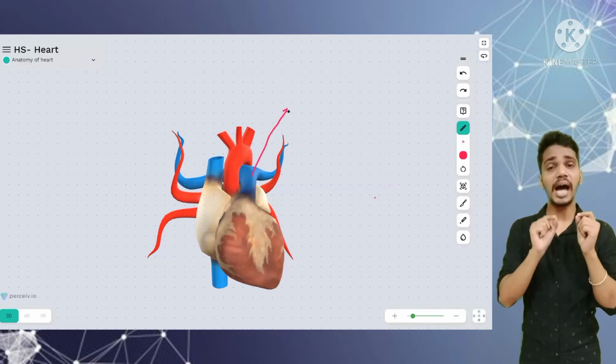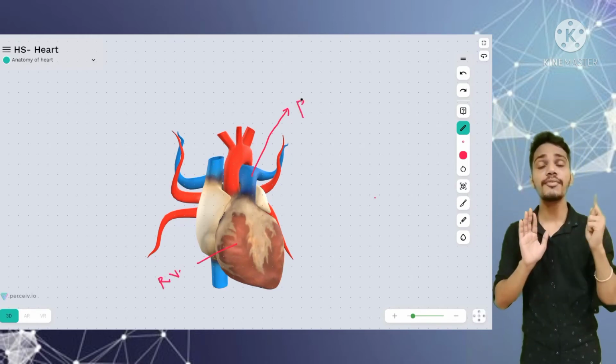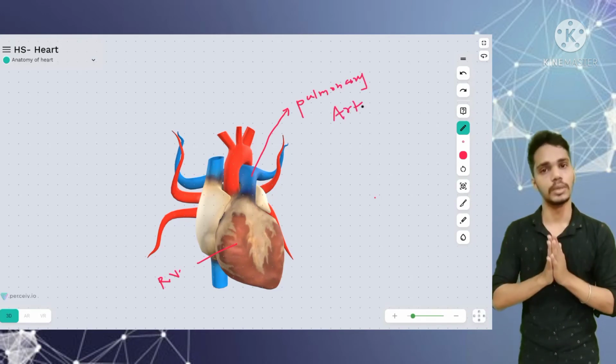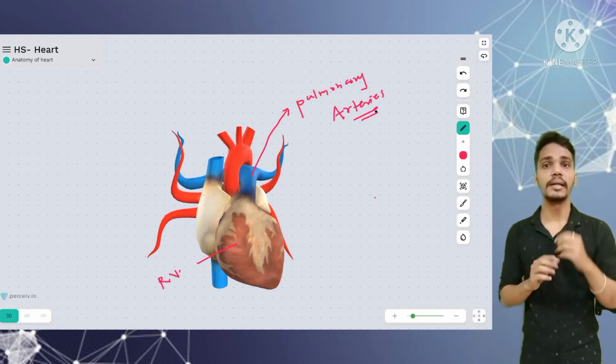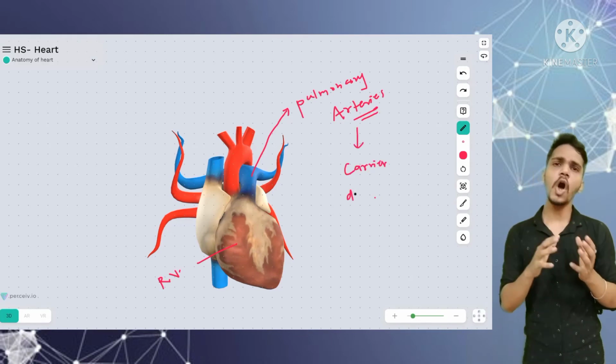So the pulmonary circuit starts from the right ventricle and ends in the left atrium. Correct. So from the ventricle to the atrium it goes there. And what is the middle part? It's the lungs, which convert the deoxygenated blood into oxygenated blood.